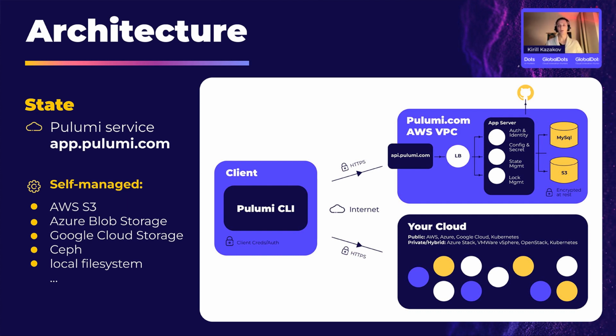Plus, you can deploy your own backend for Pulumi. It's an extra cool feature. But no one forces you to use this service. The client can be configured to store the state in other backends, like Terraform. For example, AWS S3, Google Cloud Storage, or simple local state on a local disk.